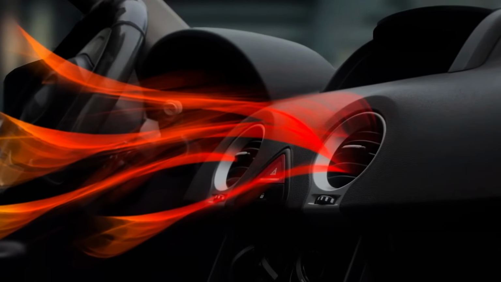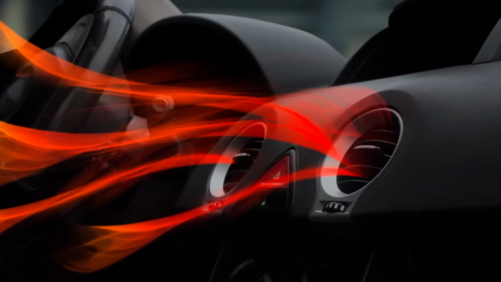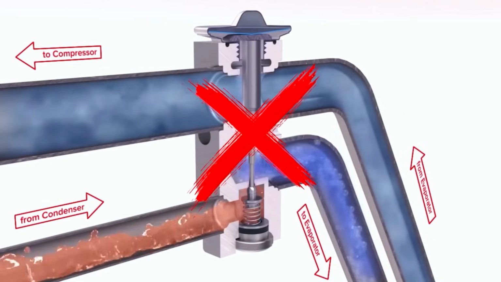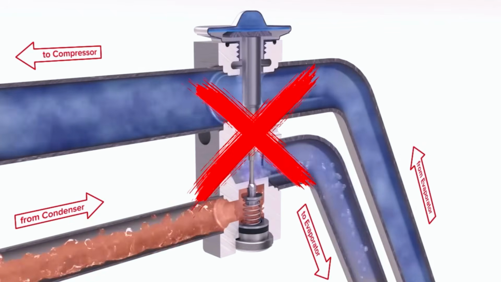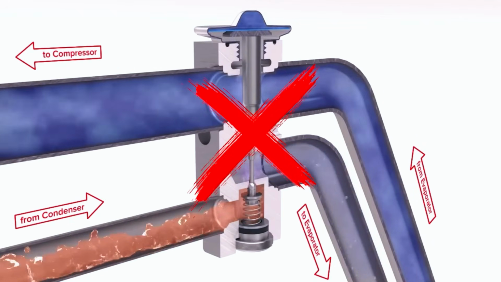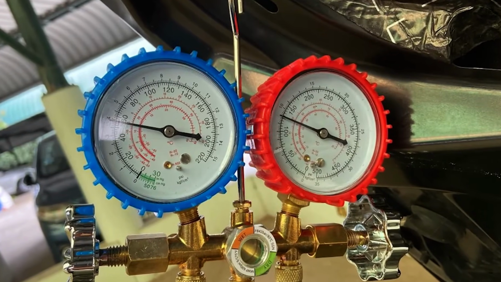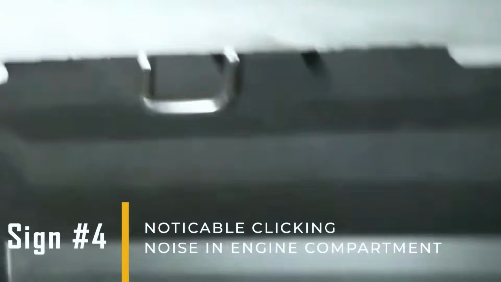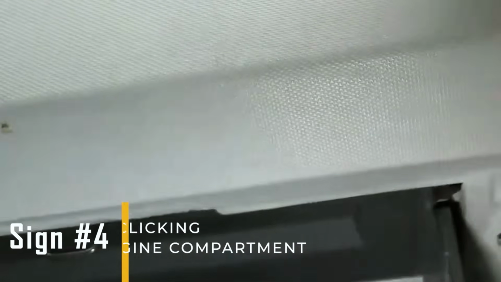This leads to the AC blowing warm air as the compressor fails to activate due to the faulty switch. With no refrigerant circulated throughout the AC system, no cool air flows from the vents. It's very important to recognize here that low refrigerant levels can also cause your car to blow warm air. Sign number 4, noticeable clicking noise emanating from the engine compartment upon activation or deactivation of the AC compressor's clutch.